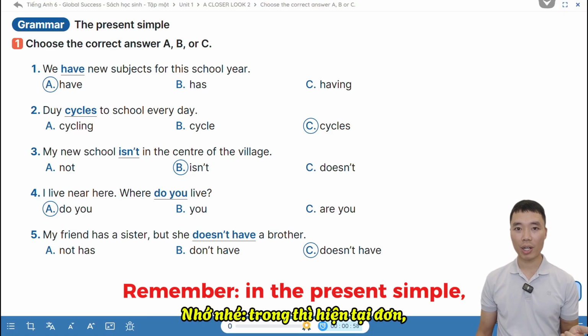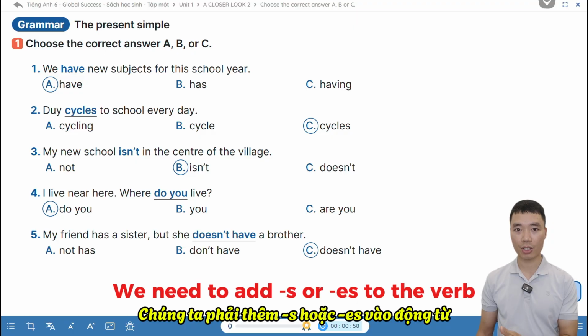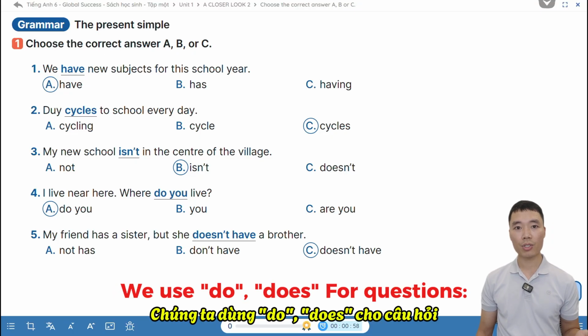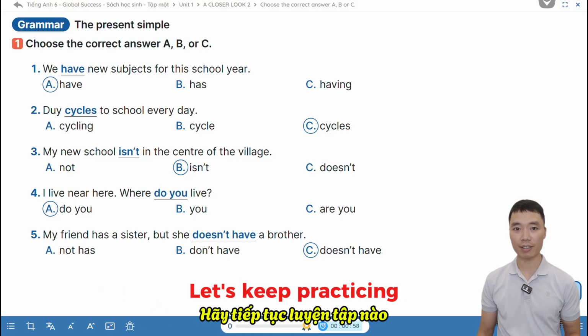Remember, in the present simple, we need to be careful with he, she, it. We need to add s or es to the verb. We use do, does for questions. We use don't, doesn't for negatives. Let's keep practicing.